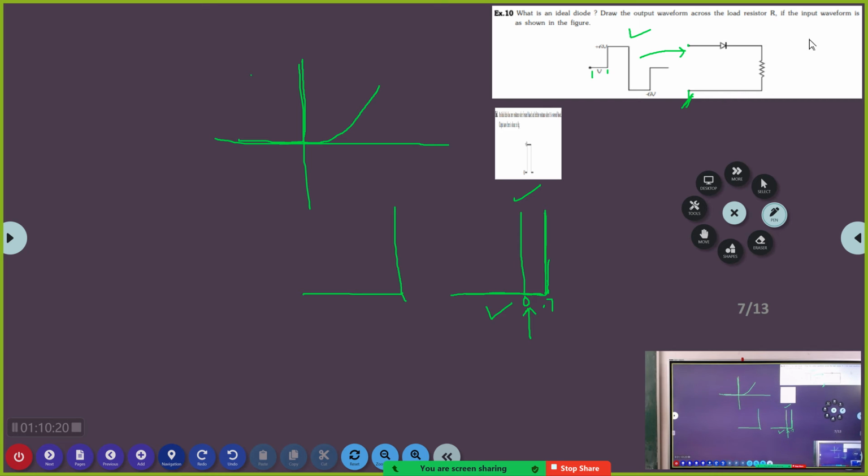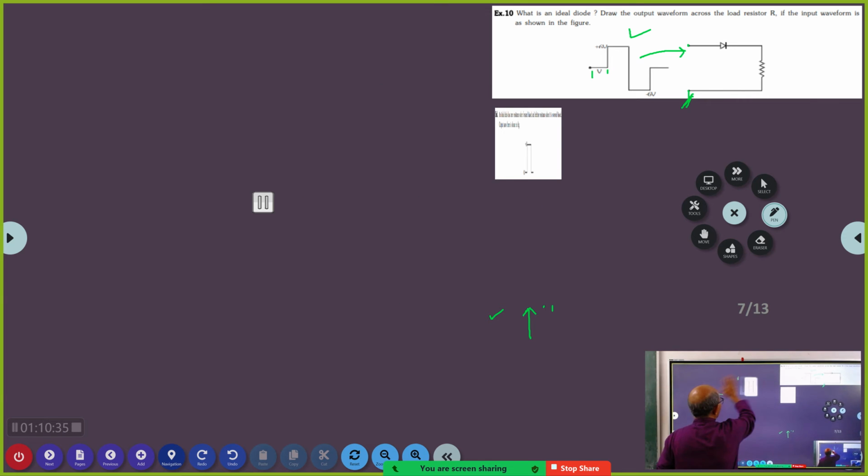Solve this problem. So in the first case, the diode is forward biased. First case means what? Current will flow according to a normal situation. Hello, what is the first case? Forward biased. See, did you say that is the first case? What is that first case?